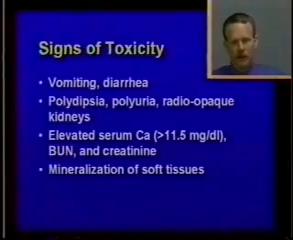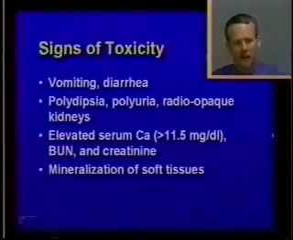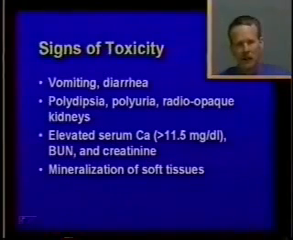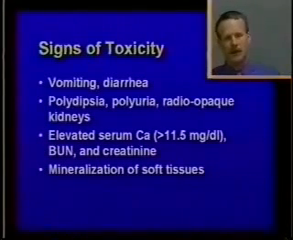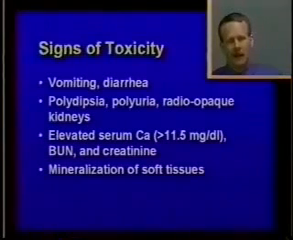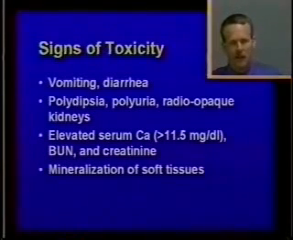The signs of cholecalciferol toxicity are a result of the increases in serum calcium. They begin with symptoms of vomiting and diarrhea, and then the symptoms that deal with the kidneys begin to predominate. You'll see excessive thirst or polydipsia, excessive urine production, and the urine will have very low specific gravity. The kidneys will also begin to become radio-opaque as calcium begins to precipitate in the kidneys. You will see a severely elevated serum calcium, greater than 11.5 milligrams per deciliter, and also increases in the BUN and creatinine levels in the plasma.